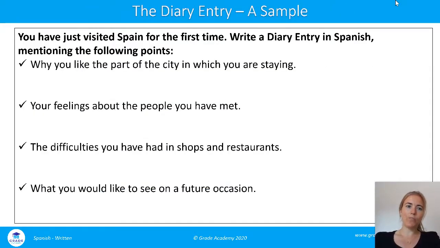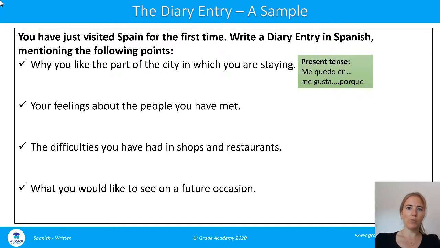Let's look at a sample. So you've just visited Spain for the first time. Write a diary entry in Spanish and mention the following points. You'll find this in the notes that you got which accompany this lesson. So let's go through it together. First of all, let's identify the verbs we need. In this particular one, we need the present tense. Me quedo en, I'm staying in. Or you could say estoy quedándome en, or me alojo. Me gusta porque, I like it because.